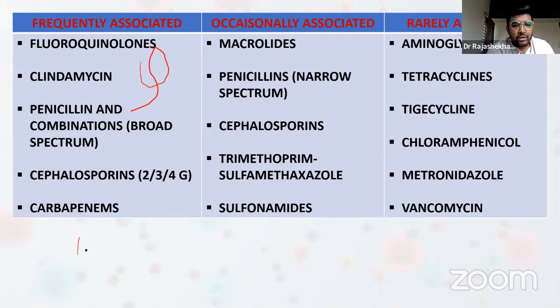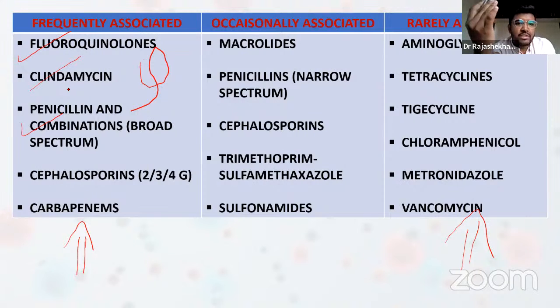You should know this particular column of the table, and which are the antibiotics which are rarely associated with CDI. So the fluoroquinolones, the clindamycin, the penicillins, and their combinations. For example, if you have amoxiclav, or amoxicillin with sulbactam, all these are very important drugs which are associated with CDI.